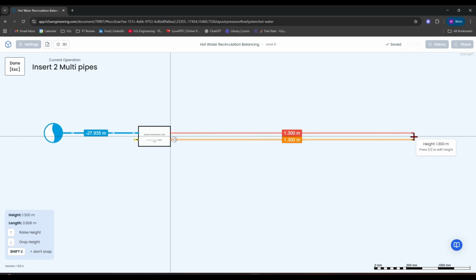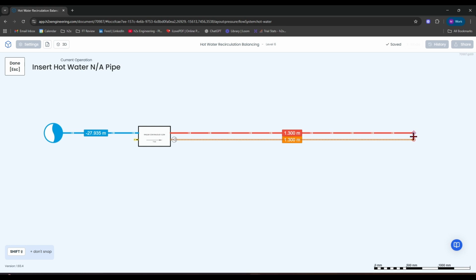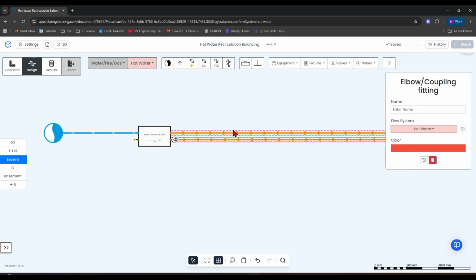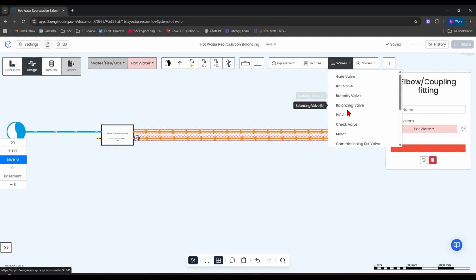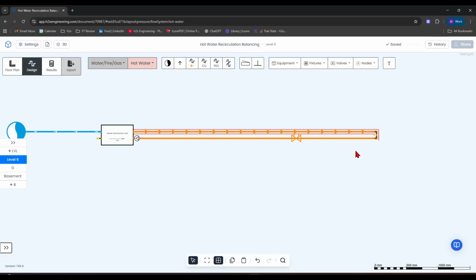Now, you may already know that to do a hot water recirculation sizing system, you need to have a balancing valve on that return pipe. The reason for this is when you have multiple branches, this is how h2x selects the index circuit for the pump sizing on the hot water plant.